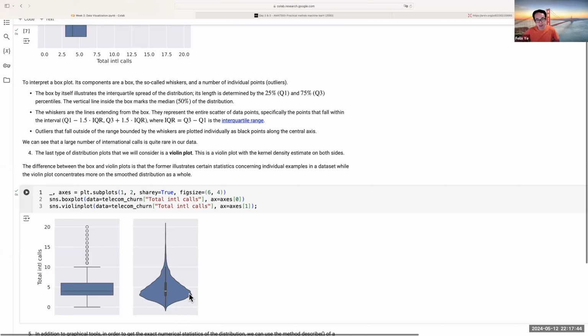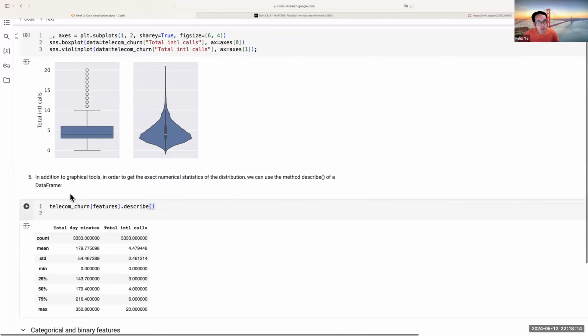Other than that, it has all these distributions right here, right? So you can see it illustrates the distribution. So actually, a violin plot has more information than a box plot. But of course, sometimes box plots can highlight the important information if you need it. So both are very popular and both are used a lot.